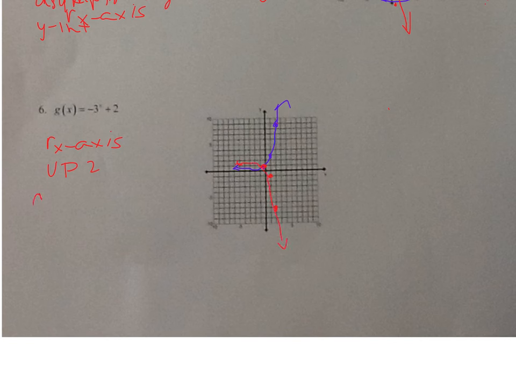Okay, so my asymptote is y equals 2. My y-intercept is (0, 1). Your x-intercept, get from your graphing calculator, find the zero. And that zero is (0.631, 0).